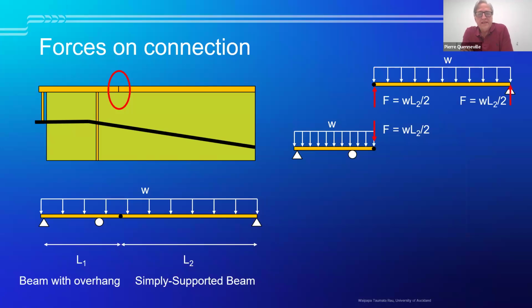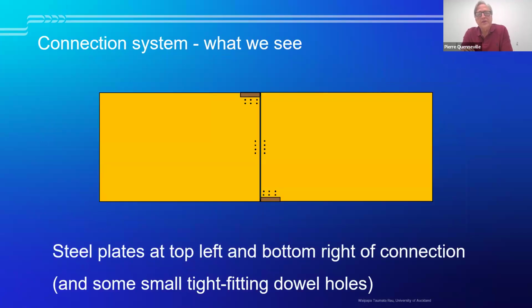So the system is very simple. We have a supporting beam, simply supported with overhang to the right. And then the beam to the right is a supported beam, simply supported. Very simple. The connection between the 2 is hinged, even though we have these tight-fitting dowels. But we see steel plates at the top left and bottom right of the connection.